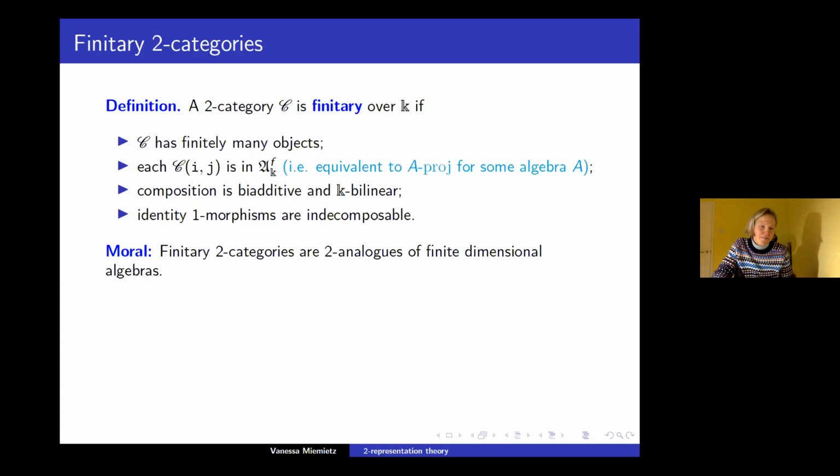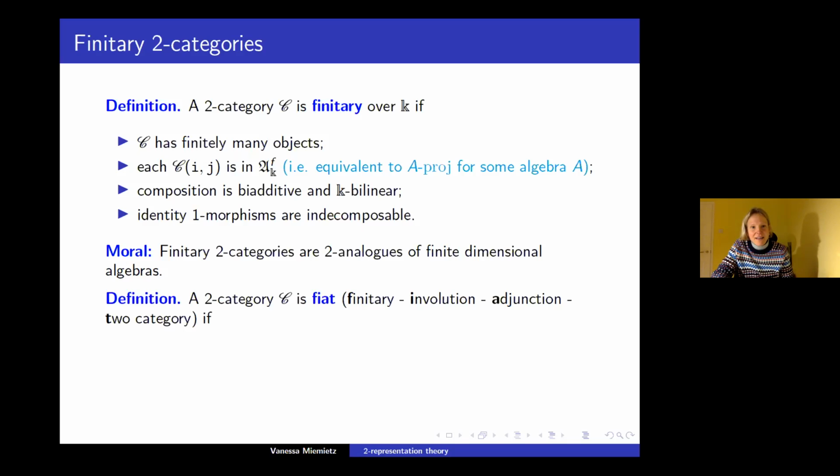So I've kind of said this already, that those are meant to be two analogs of finite dimensional algebras. And now lots of the interesting examples that come out of representation theory actually have a Lie theoretic background, and those are usually algebras that have some kind of involution, simple preserving involution. And that categorifies to bi-adjunction.